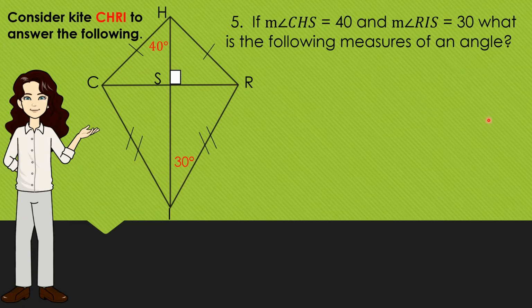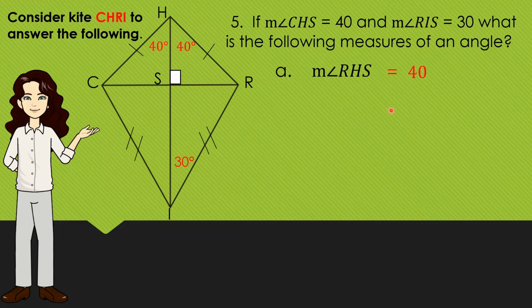Okay, let's have number 1 or letter A. Measure of angle RHS. So, the measure of angle RHS is 40 degrees because it is congruent to CHS. So, they are both 40 degrees.